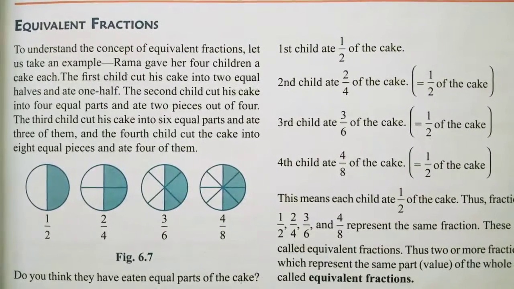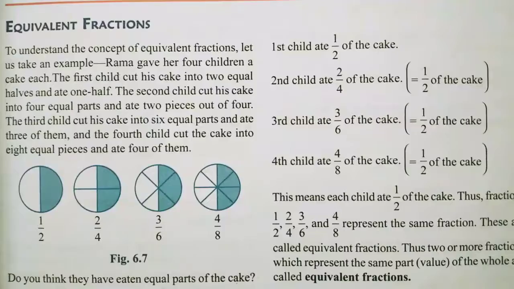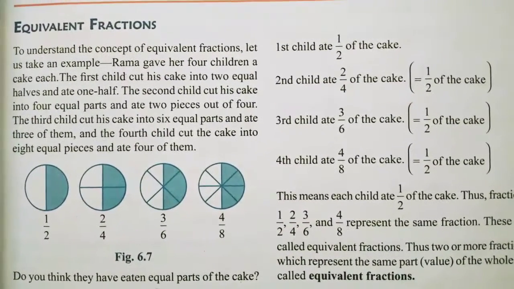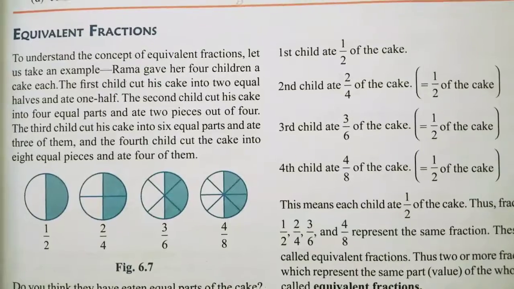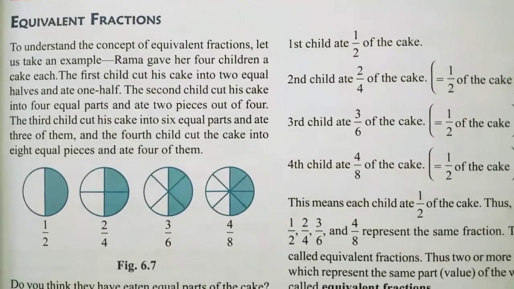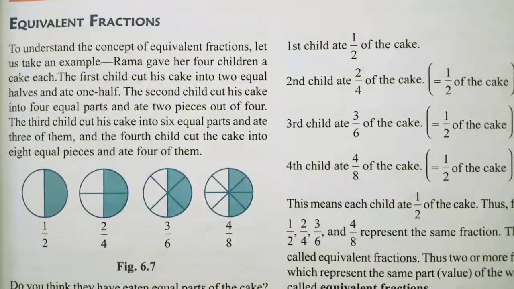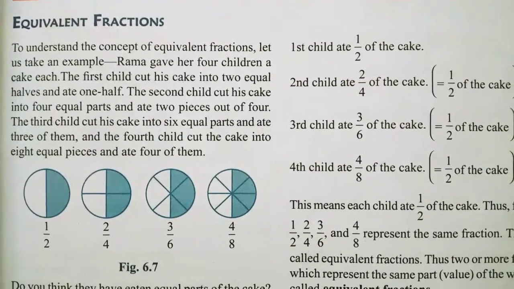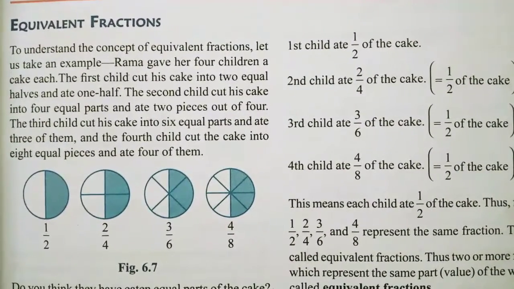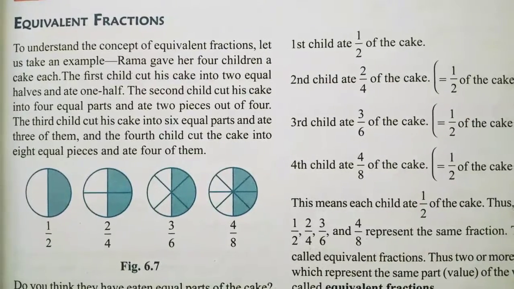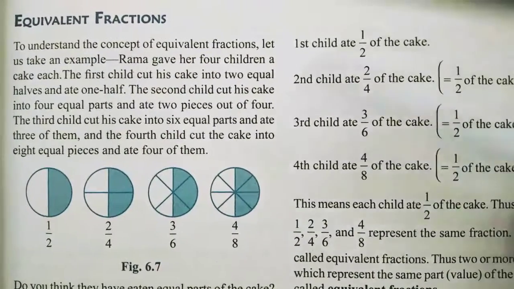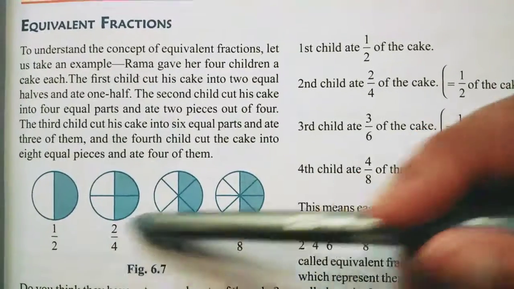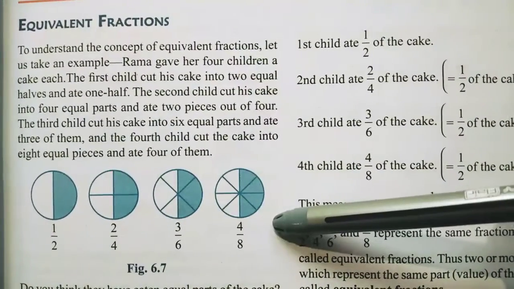Now the next topic is equivalent fractions. So what is the meaning of equivalent? Equivalent means closely equal to, nearly equal to. Okay, it is not exactly equal, but it is nearly equal to, that is equivalent. So equivalent fractions means the fractions will be equal, but they do not look equal. Like 1 by 2, 2 by 4, 3 by 6, 4 by 8. They all are equivalent fractions.